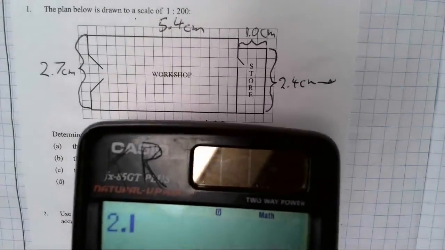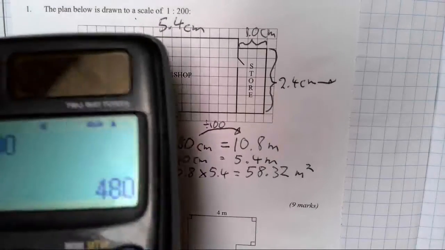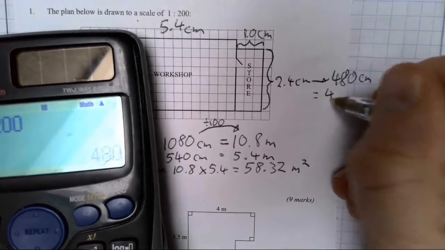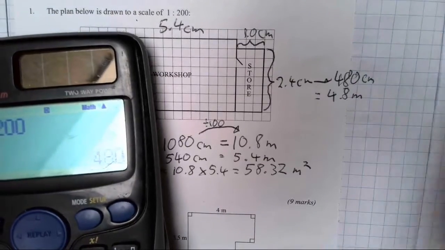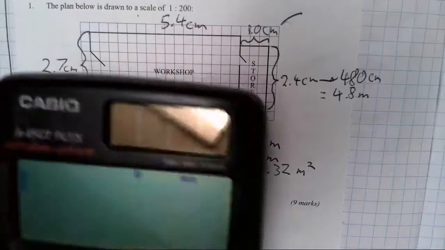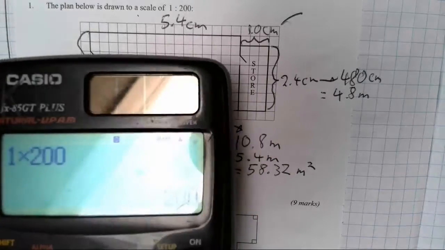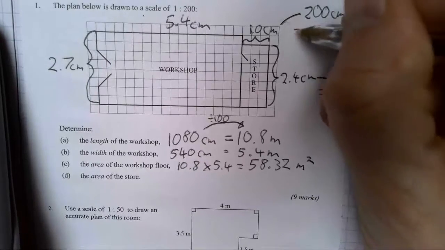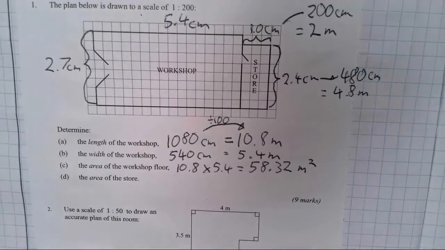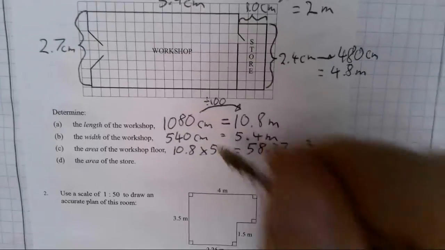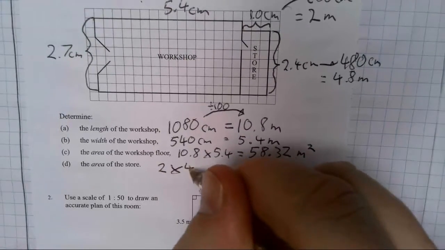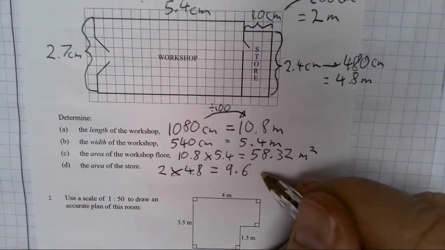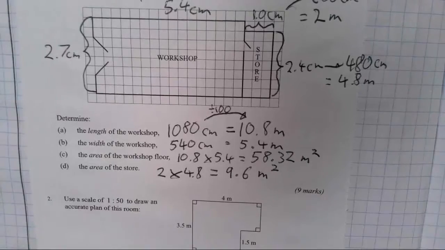So 2.4 times 200 is 480 centimeters, which is 4.8 meters. And this is 1 times 200, what do we reckon that's going to be? 200 centimeters, which is 2 meters. So the area of the store is going to be 2 times 4.8, which is 9.6 meters squared.